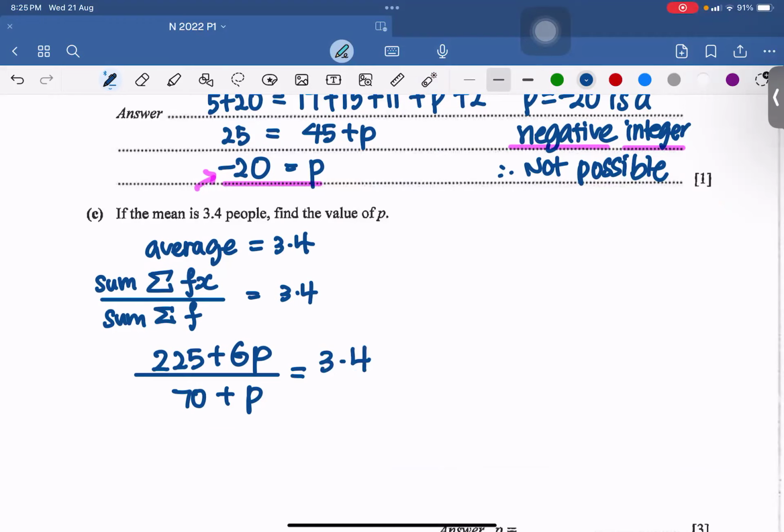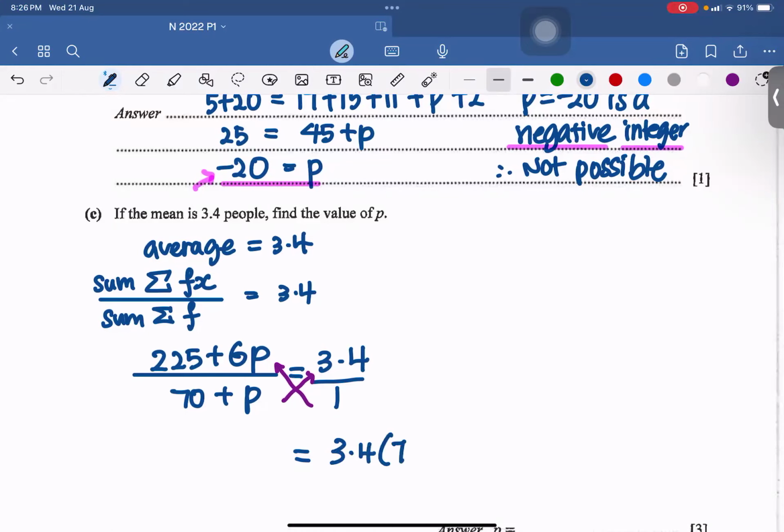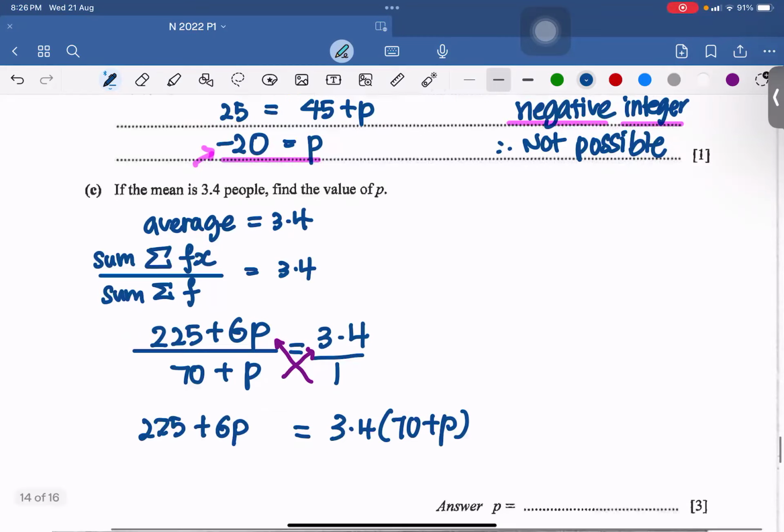Although I hate to do decimal during algebra, never mind, they give me 3.4, I just use it. Some of you like to do fraction, changing to fraction also can. But this one, we cross multiply. So this comes back to algebra. You notice there's still a lot of algebra in all the questions, so we must make sure we practice our algebra properly. So this is 3.4 times 70 plus P. What else can I do next?